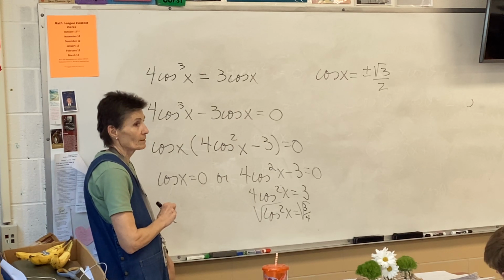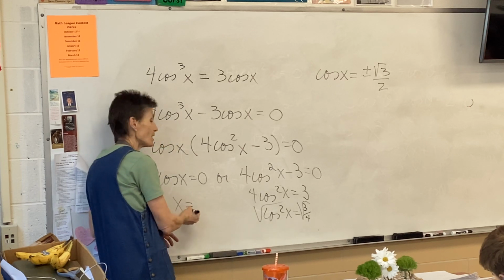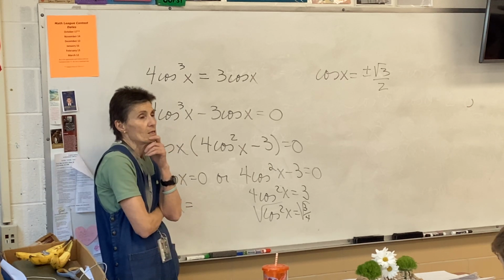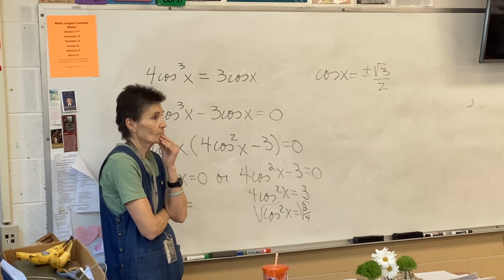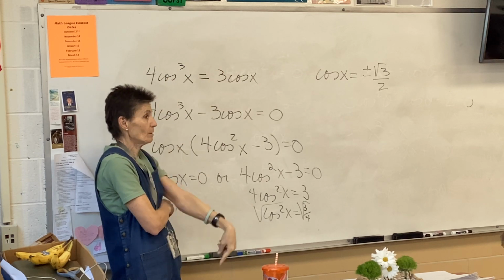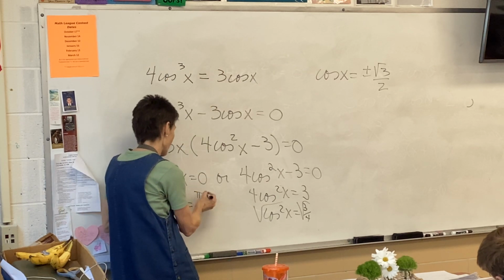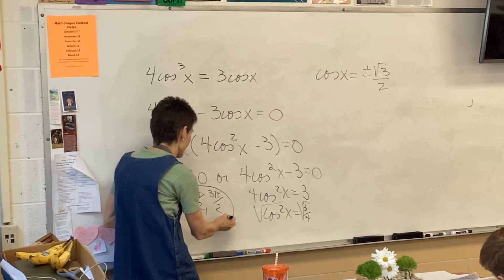You okay? So what are the answers? You're not done. What's x? If the cosine is 0, then x is pi over 2 or 3 pi over 2? Okay, so there's 2 answers already.